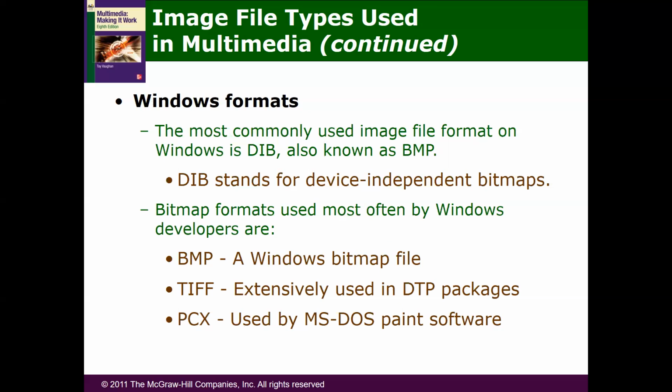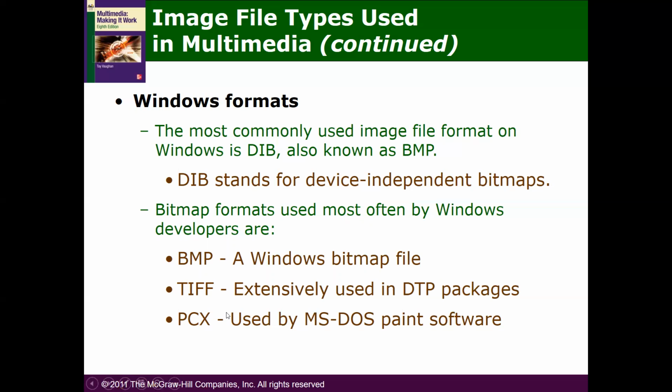In Windows, the most commonly used image file format is DIB, also known as BMP. DIB stands for device independent bitmap. These are bitmap formats used mostly by Windows developers. If you look at the original operating system image files, they are generally stored in such formats: BMP, TIFF, and PCX.